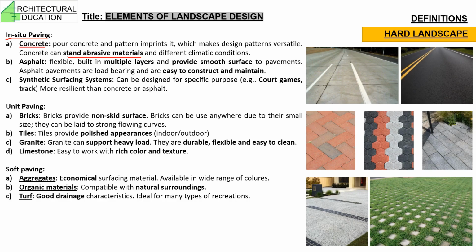Asphalt. Flexible, built in multiple layers and provides a smooth surface to the pavement. That is the reason why we have a lot of roads made up of asphalt. The concrete is also there, but the texture over there is different.